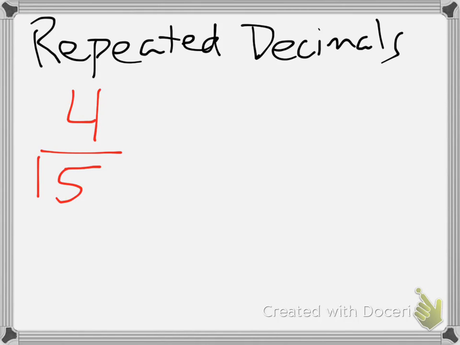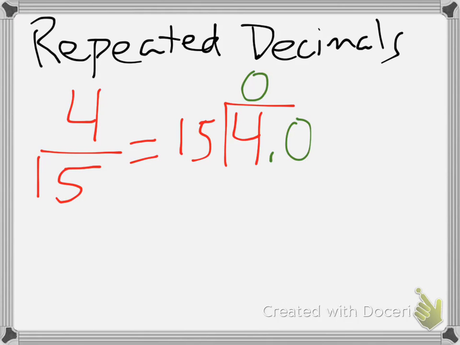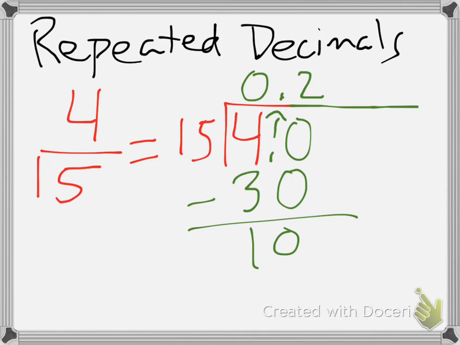Again, if we're going to follow our rules to turn this into a decimal, I need to put my numerator inside of my division box and my denominator outside. 15 cannot ever go into 4, so I put a 0 on the top. I'm going to add a 0 and a decimal. 15 can go into 30, but it can only go into 30 2 times. So 15 times 2 is 30. I subtract and I get 10.